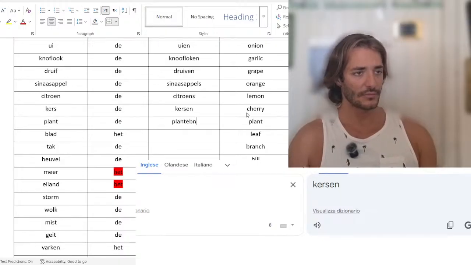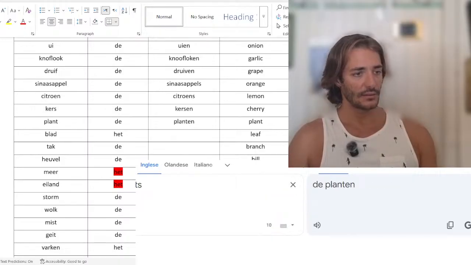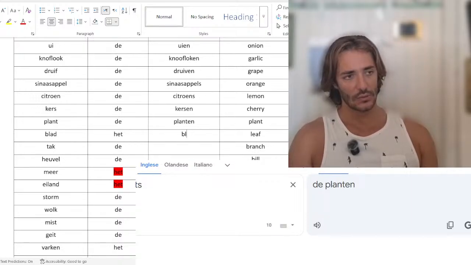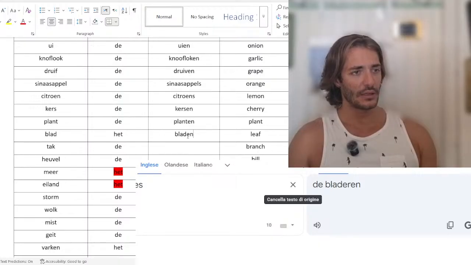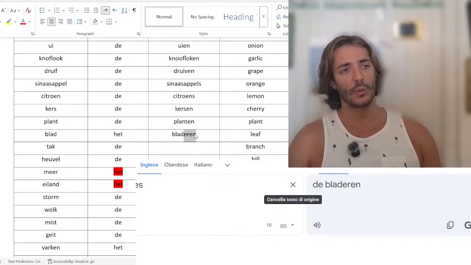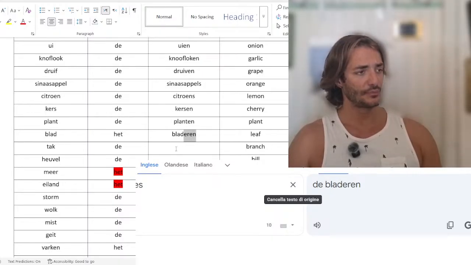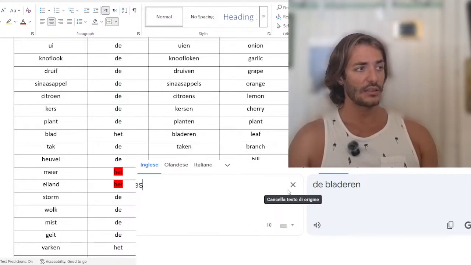Planten. The plants. Yes, planten. Blad. Okay, this one could be bladen. Let's check. The leaves. The bladeren. Yeah, this is an exception. Okay, this is an exception. There are a few words that end by EREN in the plurals, but it's not many, I think. The tak, taken. Let's see, the branches.